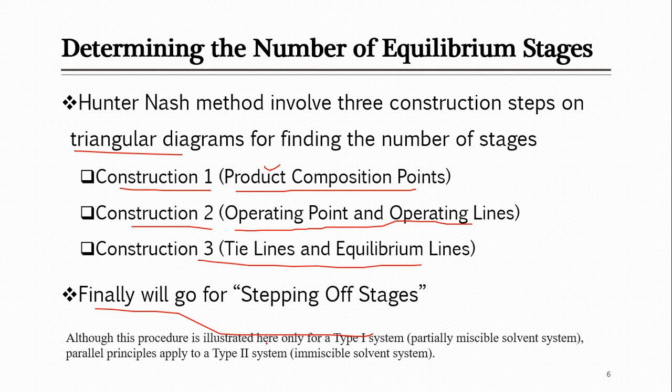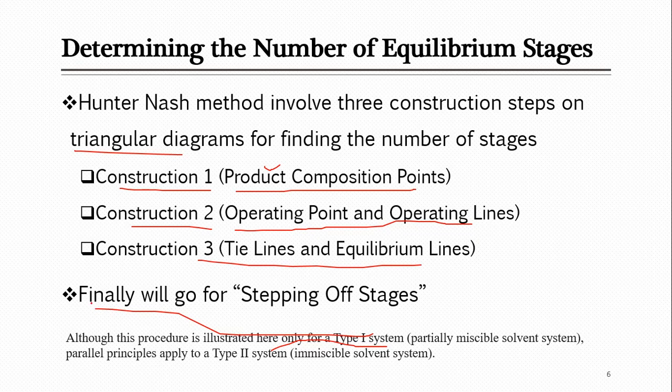The system which we are going to discuss here is commonly a type 1 system. I have shown you 2 diagrams, and I even asked you to remember the diagrams for type 1 and type 2 systems. So kindly remember, type 1 systems are partially miscible solvent systems, while type 2 systems are immiscible solvent systems, in which two solvents, one which is part of the feed and the other introduced externally, don't get mixed. So they are called immiscible solvent systems.